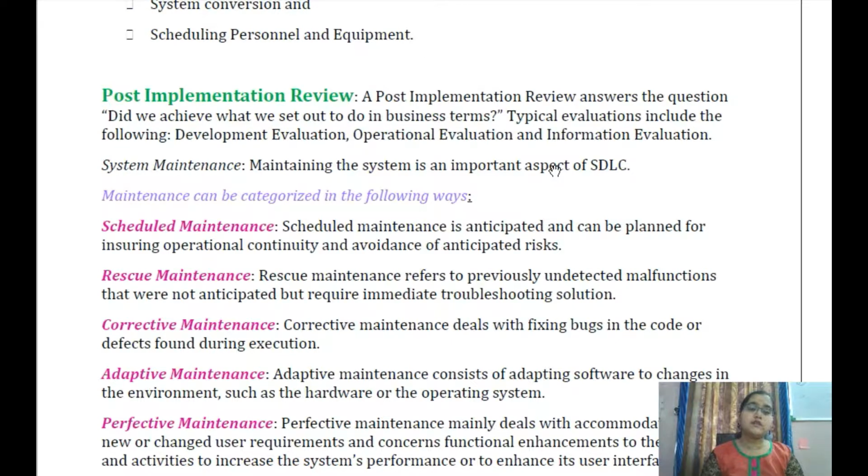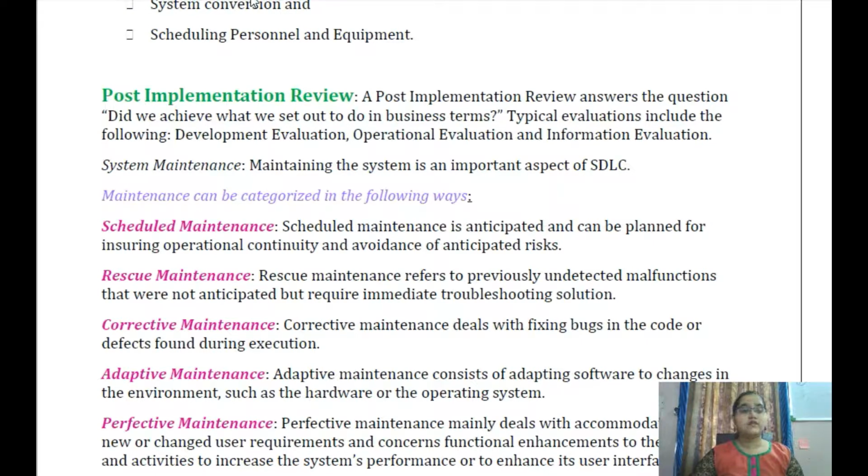A post-implementation review is generally conducted to see if we have achieved the project in the desired budget or desired time frame or not, whether the user is satisfied with the system being developed, and whether the system is working properly as required by the user. So, in concern of these three things, we generally take the post-implementation review. And in it there are again three parts: development evaluation, operational evaluation and information evaluation.